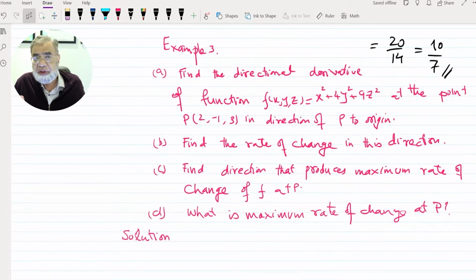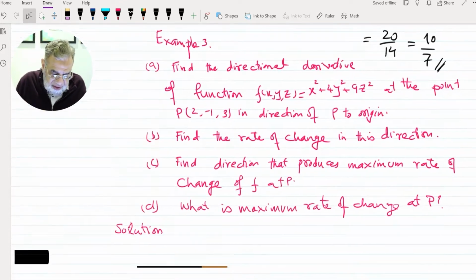So that's the direction of the gradient. So we have to find the gradient and the direction of the gradient. The direction of the gradient is the direction that produces the maximum rate of change. And we want to find the maximum rate of change at P. That means we want to find the magnitude of the gradient. So first we find the gradient, then the unit vector, and then the directional derivative. So first of all we find the gradient.